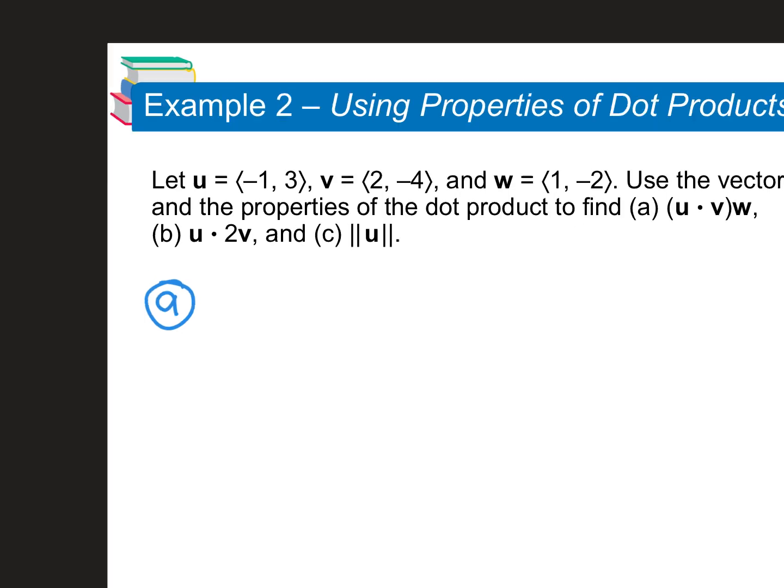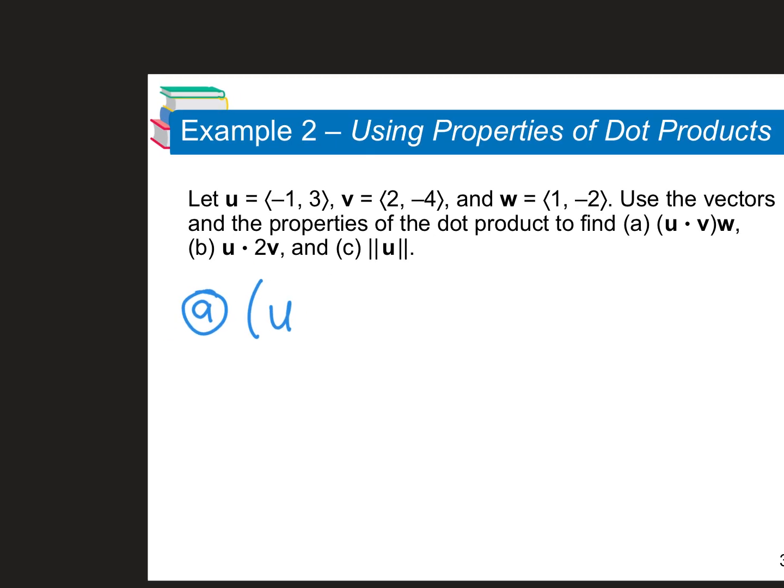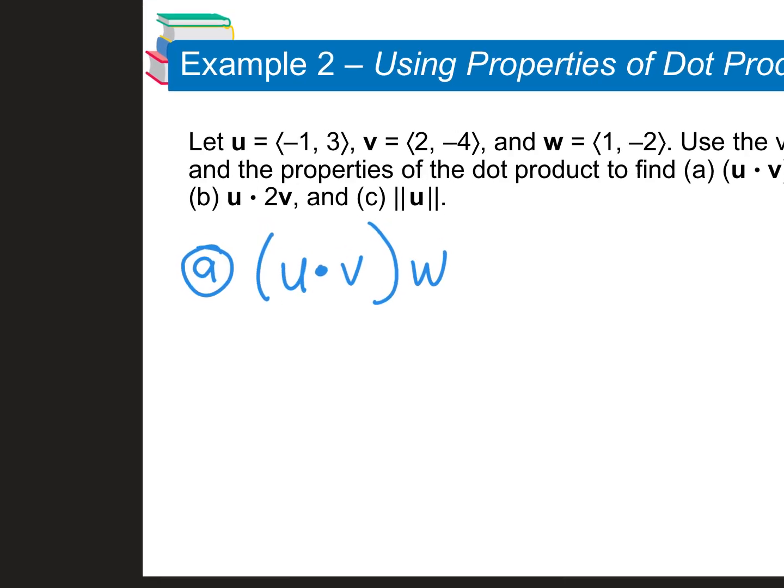So letter A. Letter A says U dot product of V times W. So if I look at letter A, what is this asking? Before you just start, what is this asking to do? Find the dot product first, and then multiply that into vector W. Everybody understand that? So the first thing I'm going to do is write everything out.